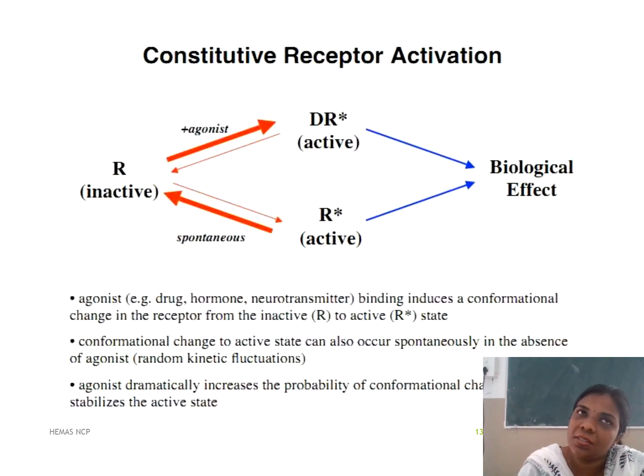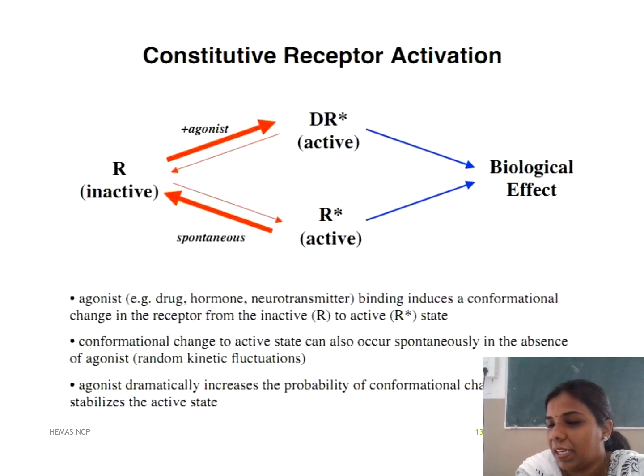So when there is no agonist, a conformation change can still occur on this receptor to the active state, produced spontaneously. That is a random kinetic fluctuation. And an agonist dramatically increases the probability of the conformational change and stabilizes the active state. So constitutive receptor activation means some receptors can become active even in the absence of any ligand, and they can produce the actions.